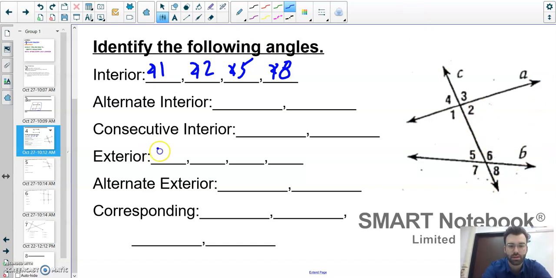Conversely, our exterior angles would be, holy cow. You ever seen a grown man cry? Well, you're about to.